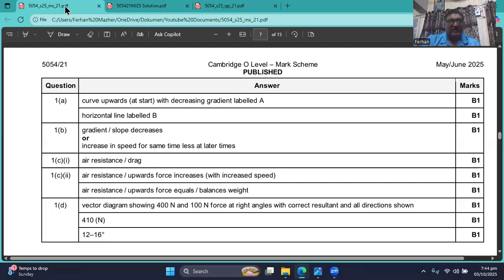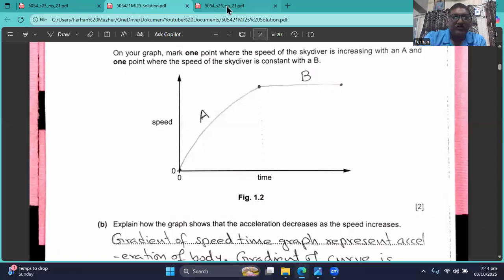Okay, so let me show you the marking scheme. The marking scheme of the May-June 2025 2-1 paper is showing up. It says curves upward at start with decreasing gradient labeled A, horizontal line labeled B, 2 marks. I hope you understand this is the diagram which you have to draw.